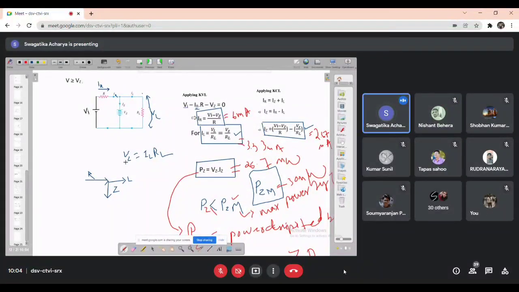So write down. I will share the question in the group. You have to find out, then we will discuss it in the next class. Now we are going to rectifier.